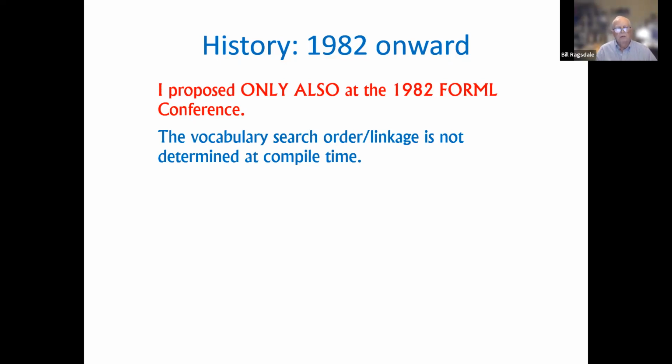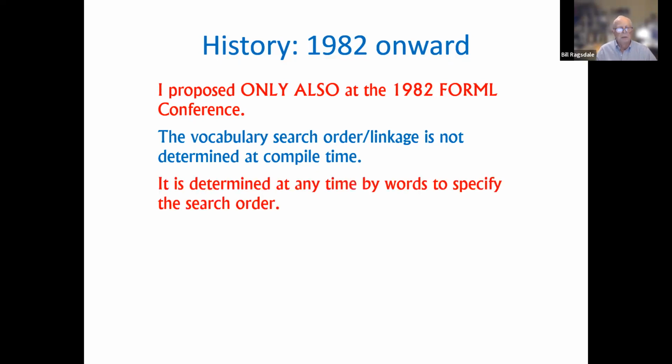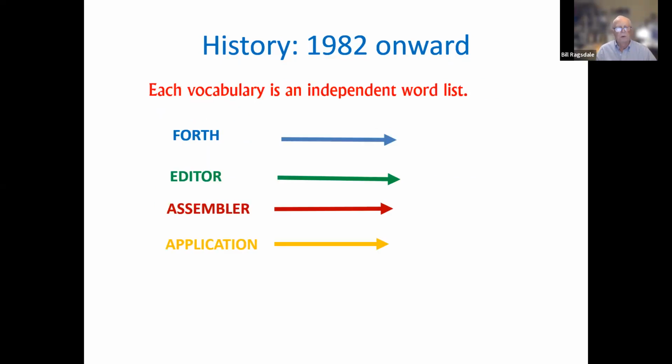So the result of only and also was that the vocabulary search order and the linkage between them is not determined at compile time. It can be determined at any time by words that specify the search order. Each vocabulary is independent. They are not interacting or interrelated. The fourth is a set of words with a beginning and an end, and the editor, assembler, and application are the same.